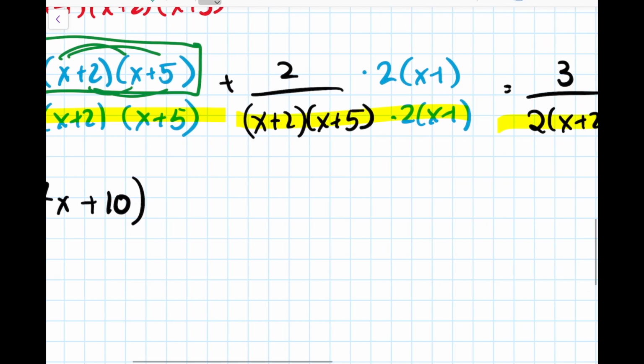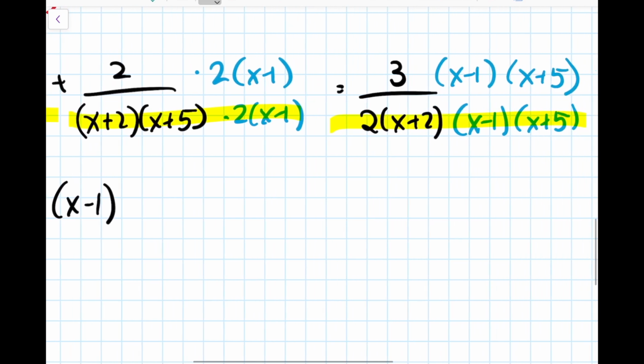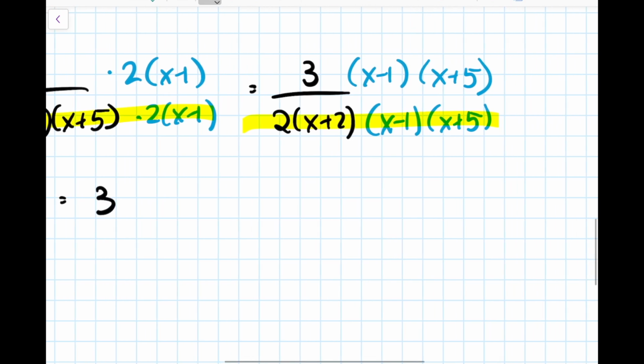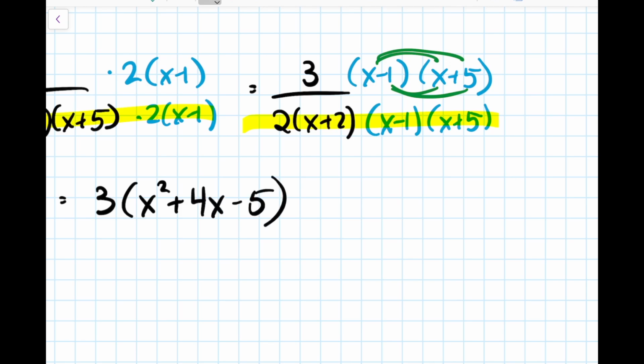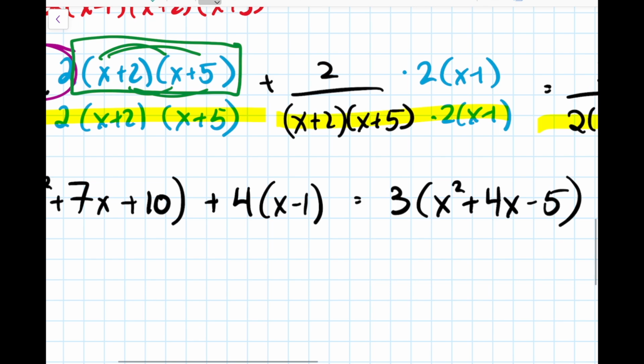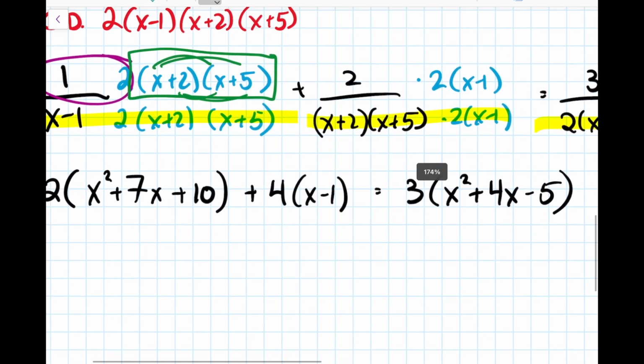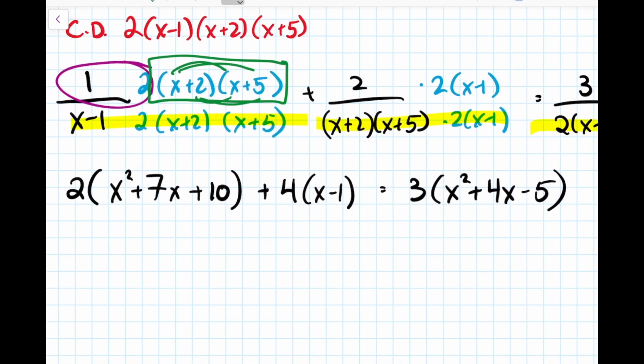For my second term, we're going to do 2 times 2 to get 4. And then the x minus 1 is just going to stay there for a sec. Then for my third term, the 3 is the only thing on the outside of the bracket, so it's going to stay there for a second, and I'm going to FOIL these two binomials here. So once I do that and simplify, I'm going to get x squared plus 4x minus 5. And so I've done, well, some of my stuff. I've still got a bunch more to do. So let's distribute all of these things.